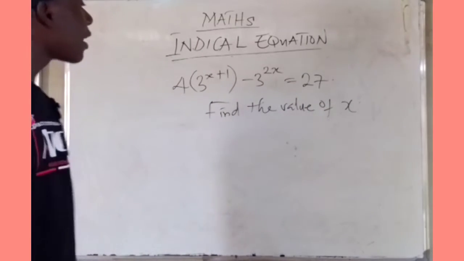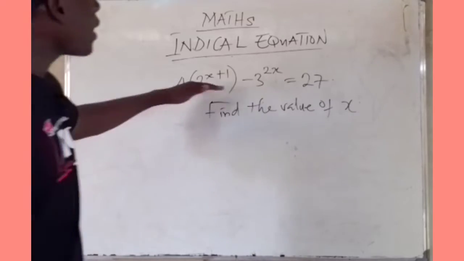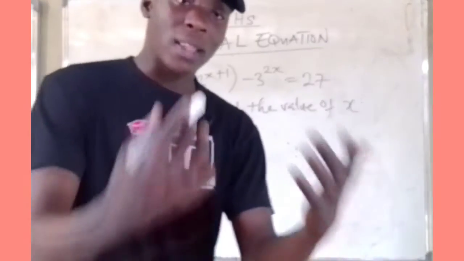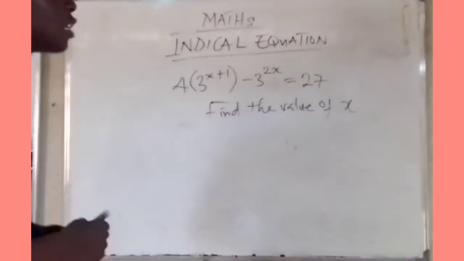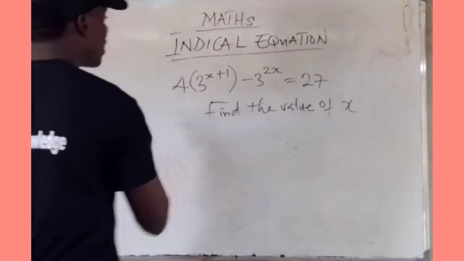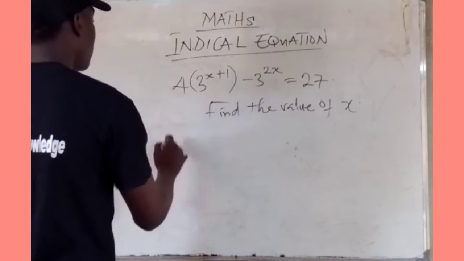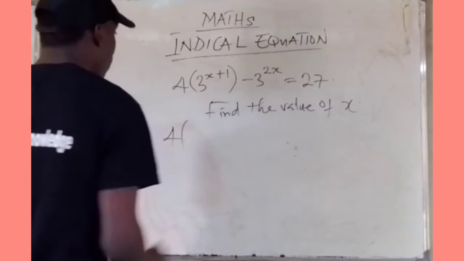For us to find the value of x, we simply need to simplify this equation to give us a quadratic equation, thereby solving to get the value of x. So let's do that. Let's simplify this equation. And to simplify this, what will I do? I'll write 4 open brackets.